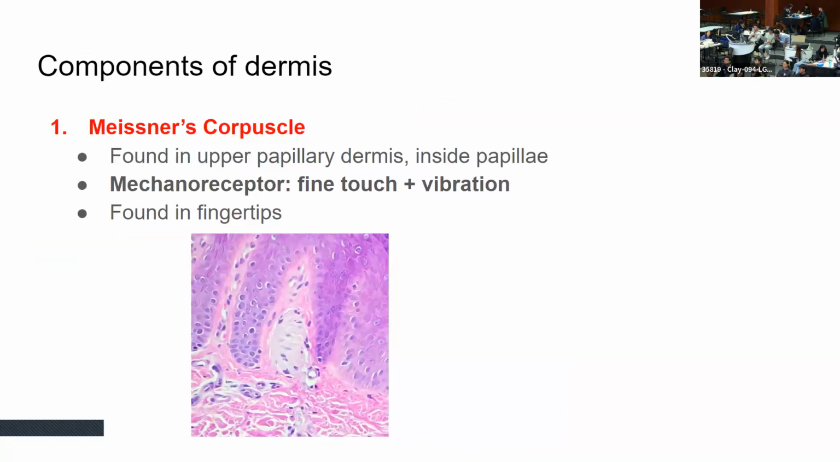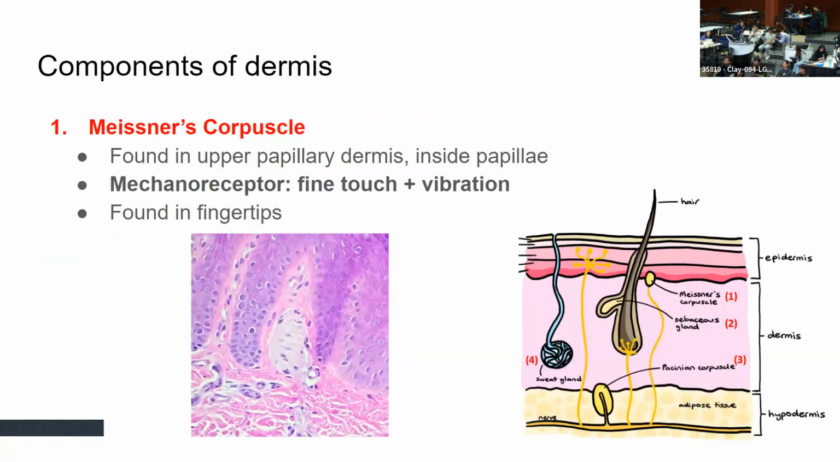So first of all, we have the Meissner's corpuscle. This is found in your upper papillary dermis, and it's found inside the papillae, which, if you remember, are those finger-like projections into the epidermis. And these are known as your mechanoreceptors. More specifically, these are involved in fine touch and vibration. So fine touch, the best way to think about it is your Meissner corpuscles are the most superficial layer of your dermis. And so therefore, they're going to be most involved in fine touch, because you're going to have more receptors there, right?